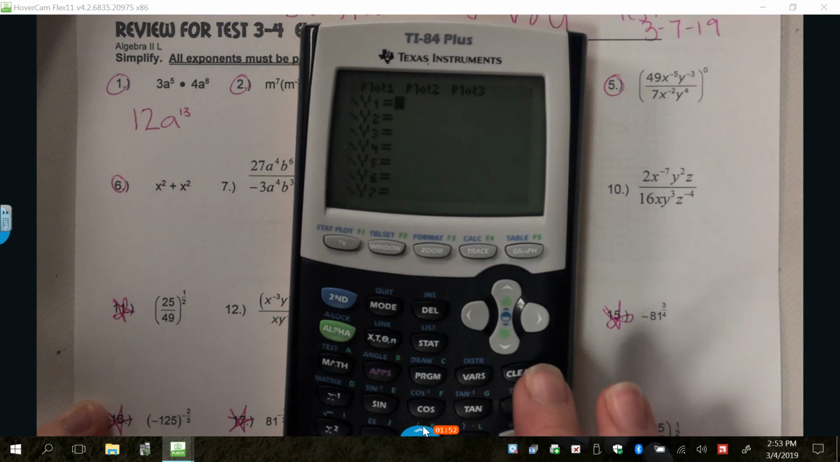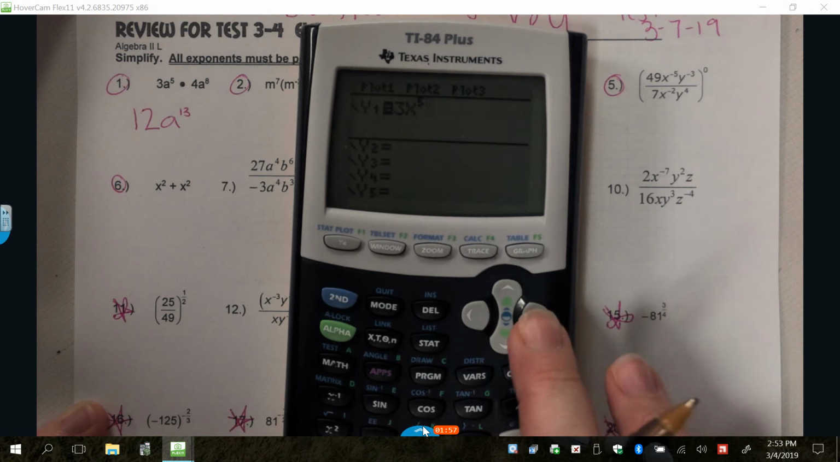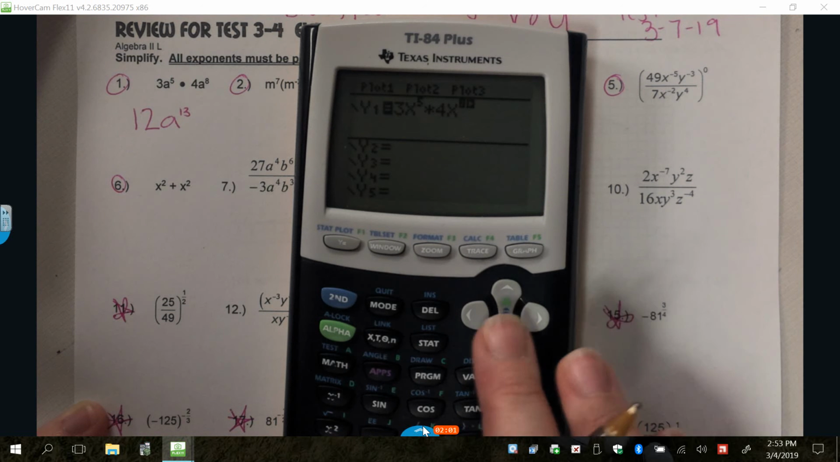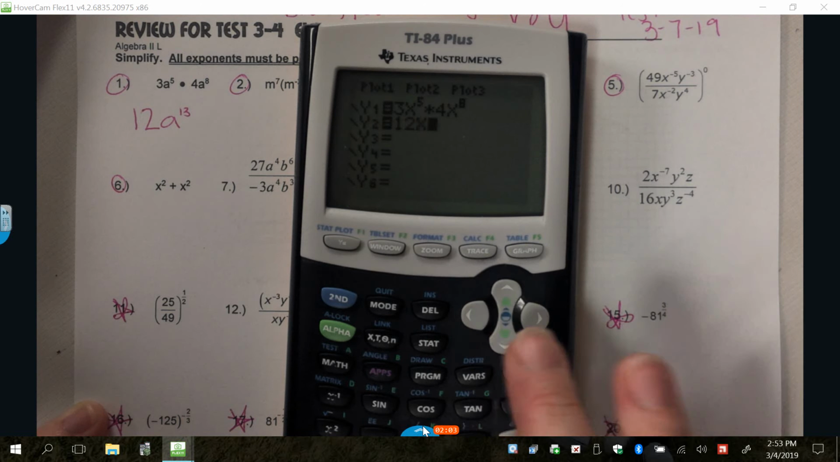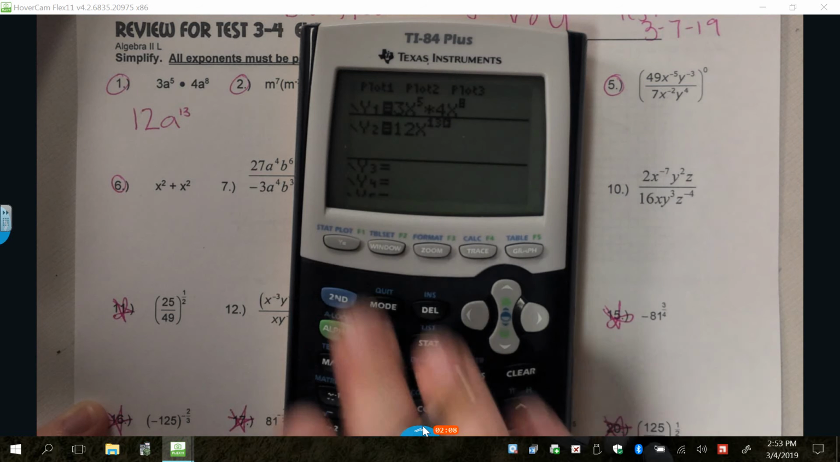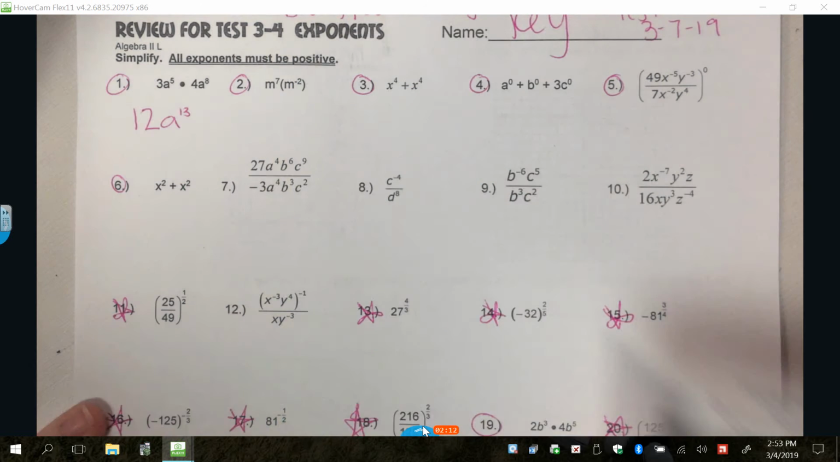So I'm going to show you how to check this in the calculator. I can only use x, so 3x to the 5th power times 4x to the 8th power should equal 12x to the 13th power. If I go to my table, everything should match, and it does. Therefore, my answer is correct.